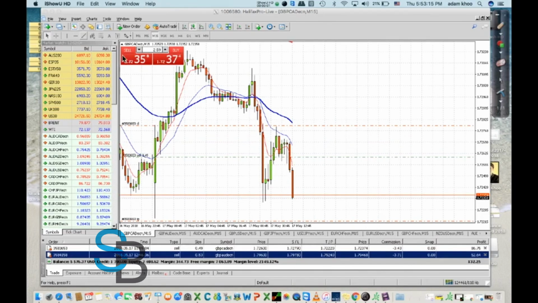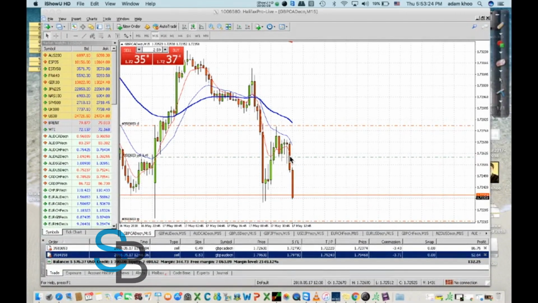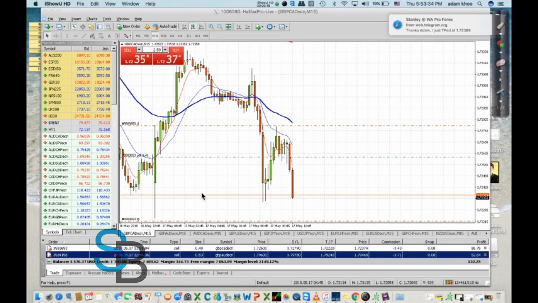Okay, so let's take a look at some of our trades. So the first trade I got into was pound Canadian. As you can see, my entry was the green line, and my stop loss is here, my profit target is here. So you can see that it's almost halfway to the profit target. You can see the running profits over there. Okay, so that's for pound Canadian, right?